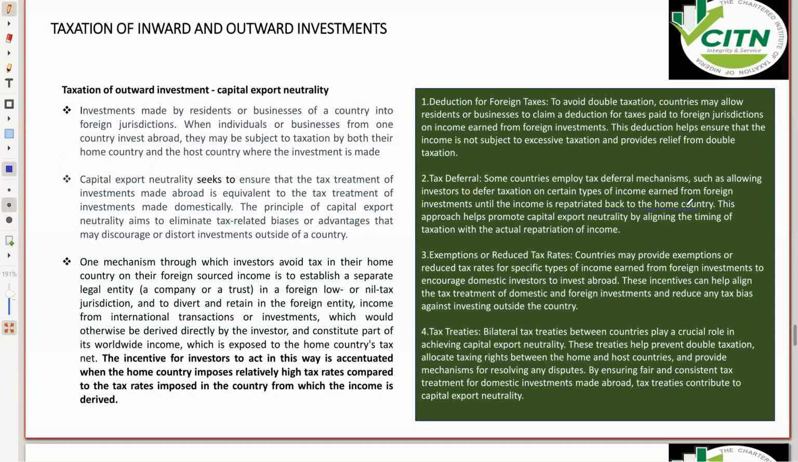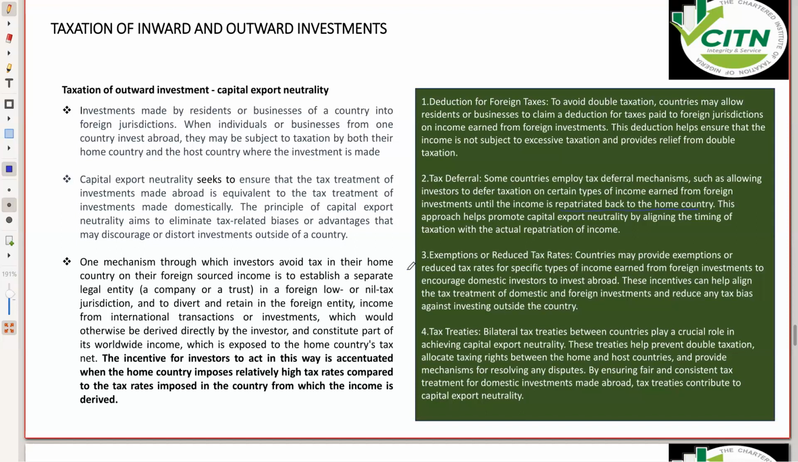So it gives the companies some form of break. Because sometimes you might earn money abroad, but it becomes difficult to repatriate. So you can't be paying tax on the money you're not able to repatriate. So they say, okay, when you repatriate, we'll charge you tax. So that is tax deferral.